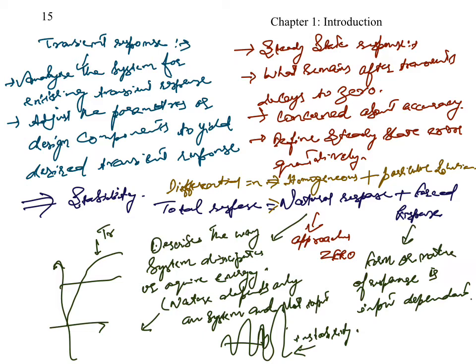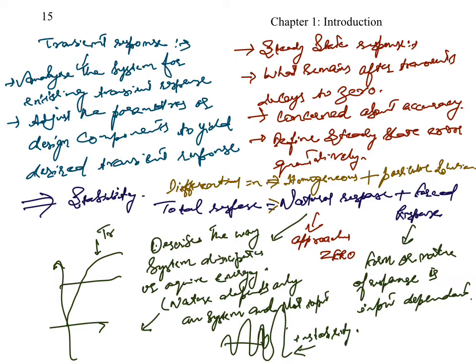So the transient response is also important for structural reasons, and if too fast a transient response is there, it could cause permanent physical damage also. So we have to adjust the parameters or design the components to yield the desired transient response. Now come to the steady state response. That is what remains after the transient decays to zero. It is the steady state response.